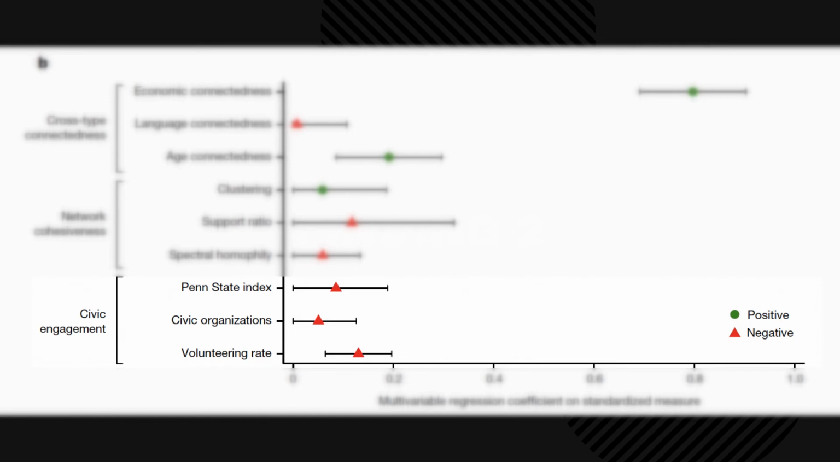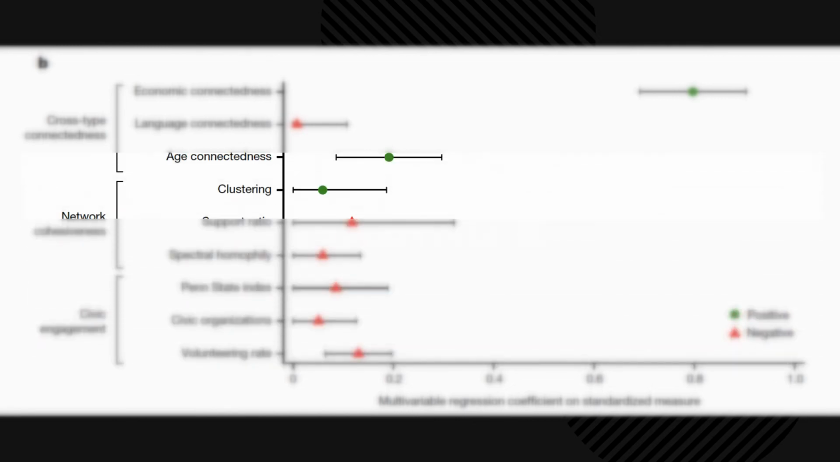So they even looked at other types of diversity in social networks besides economic diversity. They looked at friendships between people who speak different languages. They looked at friendships between old and young people. However, they found that unlike economic diversity, neither had a big effect on economic mobility.